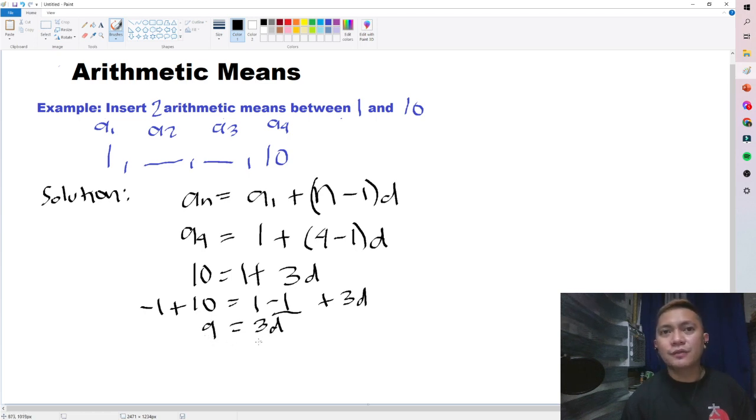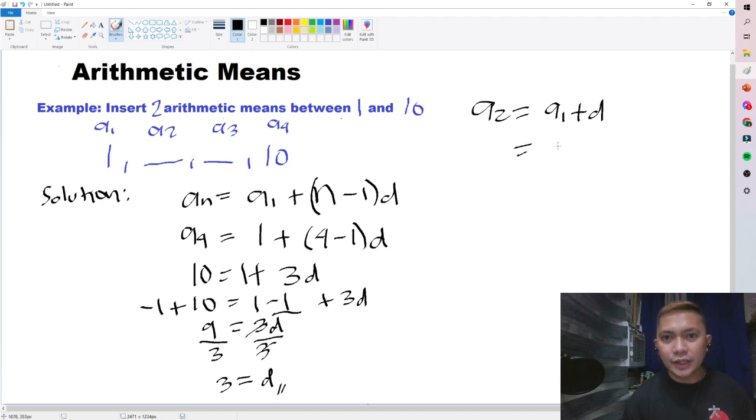Then, to eliminate the value of 3, divide both sides by positive 3 also. Then, 3 divided by 3, cancel. That's 1. Therefore, your D is equal to 9 divided by 3. That is 3. Okay, so your common difference is 3. Therefore, to get a sub 2 is equal to a sub 1 plus the common difference, wherein your common difference is equal to 3. Your a sub 1 is 1 plus the common difference of 3. So, your a sub 2 is equal to 4.